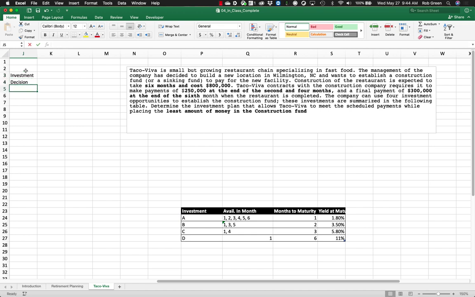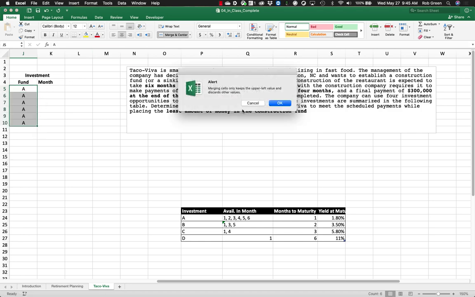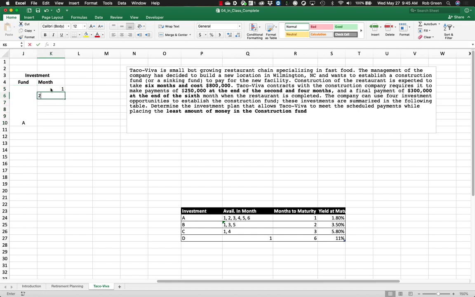First off, I am going to set up my investment decisions. Okay? So I'm going to rename these A1, A2, A3, A4, A5, and A6. So this is investment A in month 1, investment A in month 2, investment A in month 4, 5, 6. You could also do something like this. Merge those, like the fund and the month, right? And we could just say these are all A's. And these are 1, 2, 3, 4, 5, and 6. We can make this look really nicely.